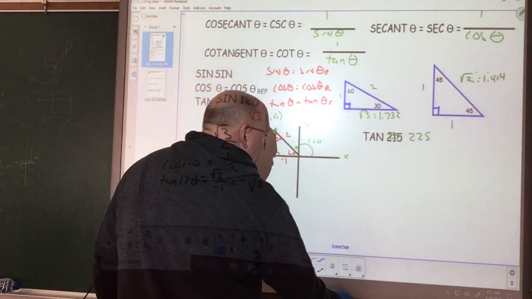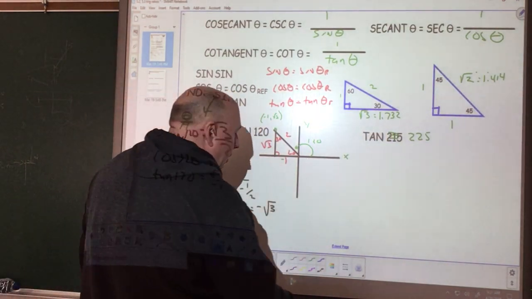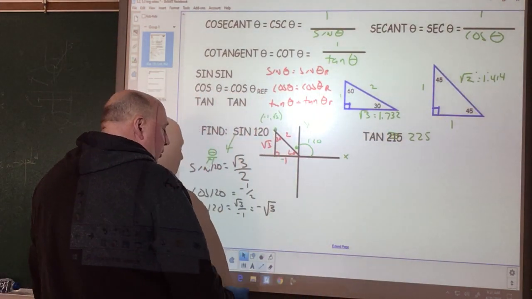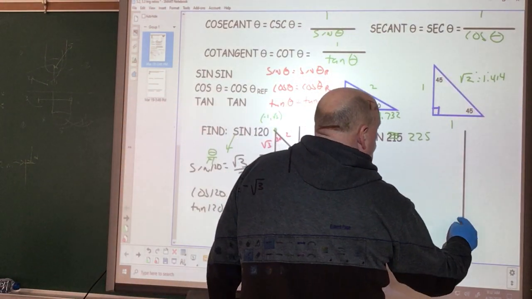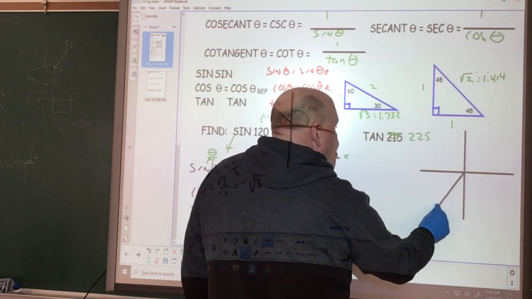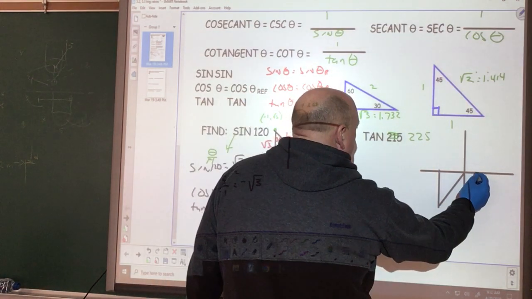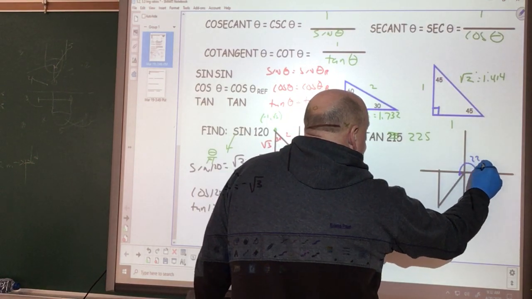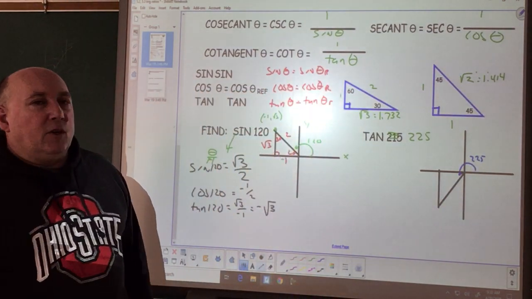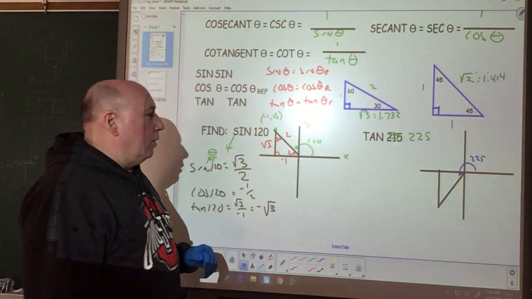A tangent. We'll take a look at the tangent of 225 degrees. Once again, let's draw our picture. 225 takes us all the way down into quadrant number 3. We make our right triangle. 225 degrees, what's the measure of our reference angle? That's correct, we have 45 degrees there.